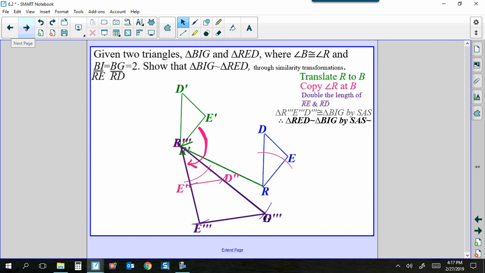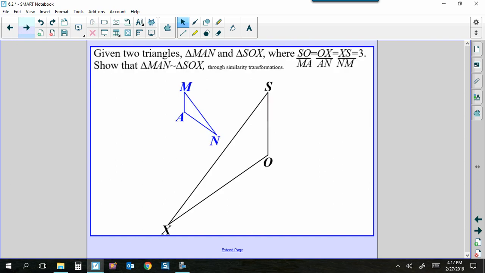All right, and then the last one, there are three similarity criteria. We are going to take triangle MAN and map it onto triangle SOX. Let me guess, we're going to translate point M over to point S. We are, because they are the first two letters, and translations get at least one of the points where it's supposed to be, so now it's not going to move.